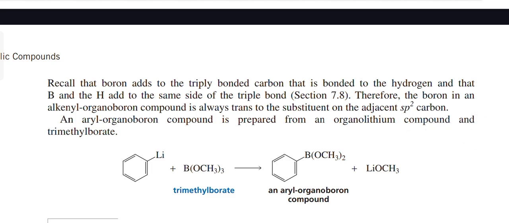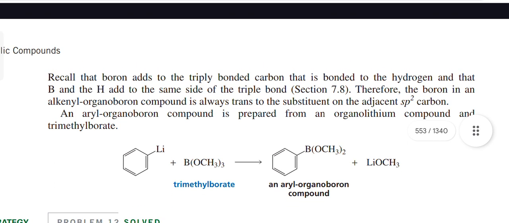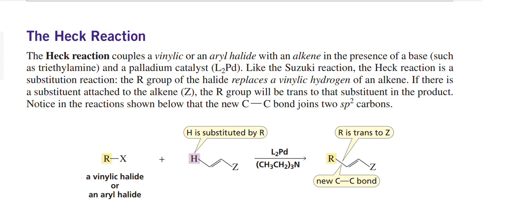Recall that boron adds to the triply bonded carbon that is bonded to the hydrogen, and that boron and the hydrogen add to the same side of the triple bond. Therefore, the boron in an alkenyl organoboron compound is always trans to the substituent on the adjacent sp2 carbon. An aryl organoboron compound is prepared from the organolithium compound and trimethyl borate. So in this reaction we have an organolithium compound and we reacted it with trimethyl borate, so we got an aryl organoboron compound.